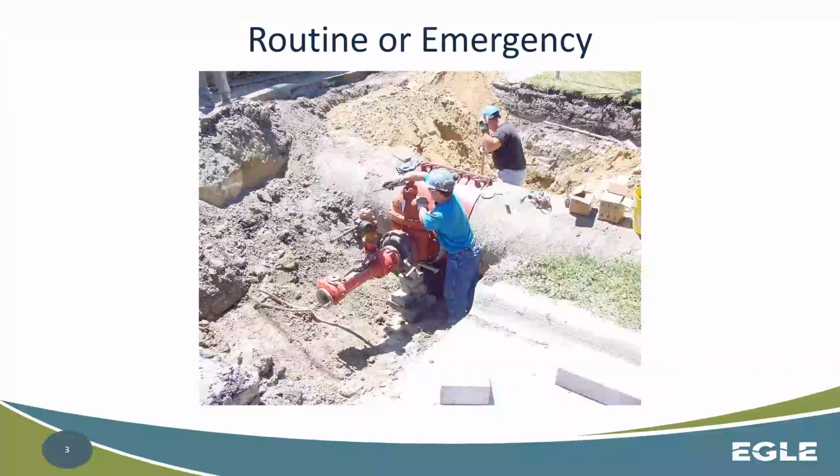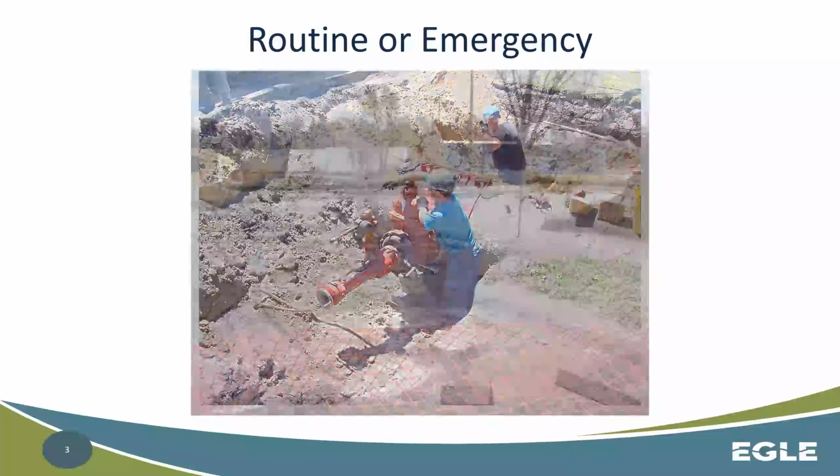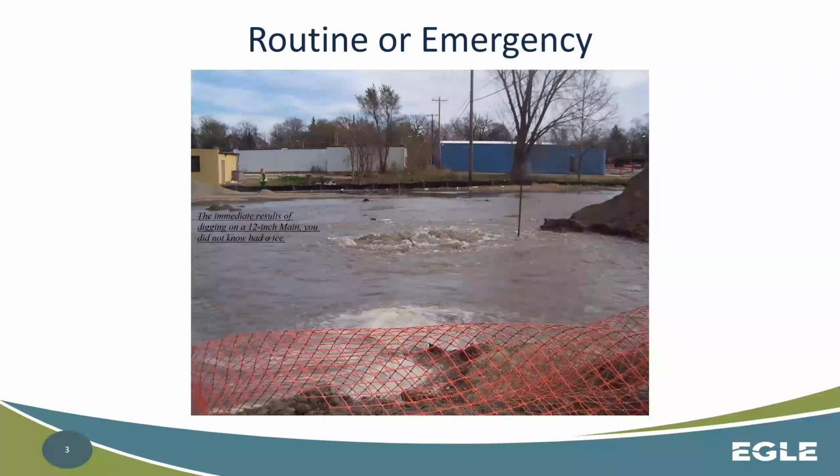So, routine or emergency work. This is where things can get a little bit interesting. If you are having to go out and get into an emergency status, that's a lot more difficult than when you're out there trying to get your routine stuff done. Things can change very quickly depending on what's happening. You can go from a nice dry area that you're working in to something that looks more like this. This is the immediate result of digging on a 12-inch main that got hit. You just didn't know that there had to be a tree or something in the way that caused a massive problem to the rest of your day, right?